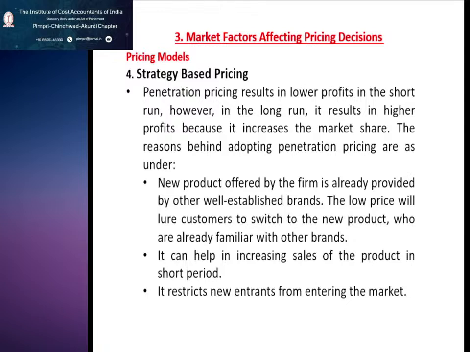In penetration pricing, there are lower profits in the short run, however in the long run it results in higher profit because it increases the market share. And the reason behind adopting penetration pricing is typically to capture the market share and thereby restrict new entrants, or old entrants also, from reviving and entering into the market.